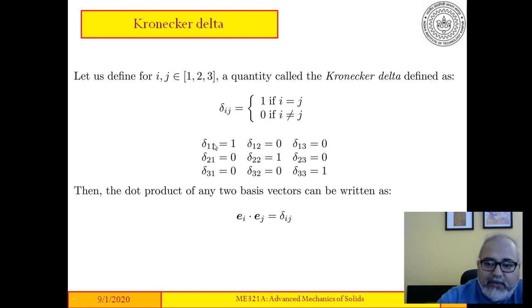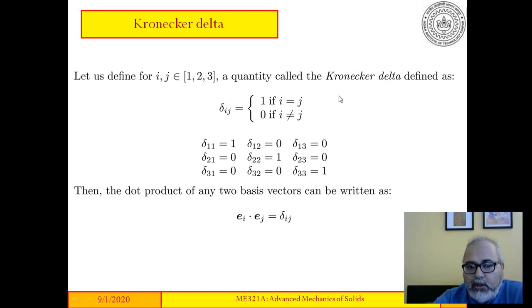So this array of 9 numbers is actually an array of ones and zeros, where delta 1 1, delta 2 2, and delta 3 3, where i is equal to j, are equal to 1, and all other deltas where i is not equal to j are equal to 0. So this is the definition of what is known as the Kronecker delta.